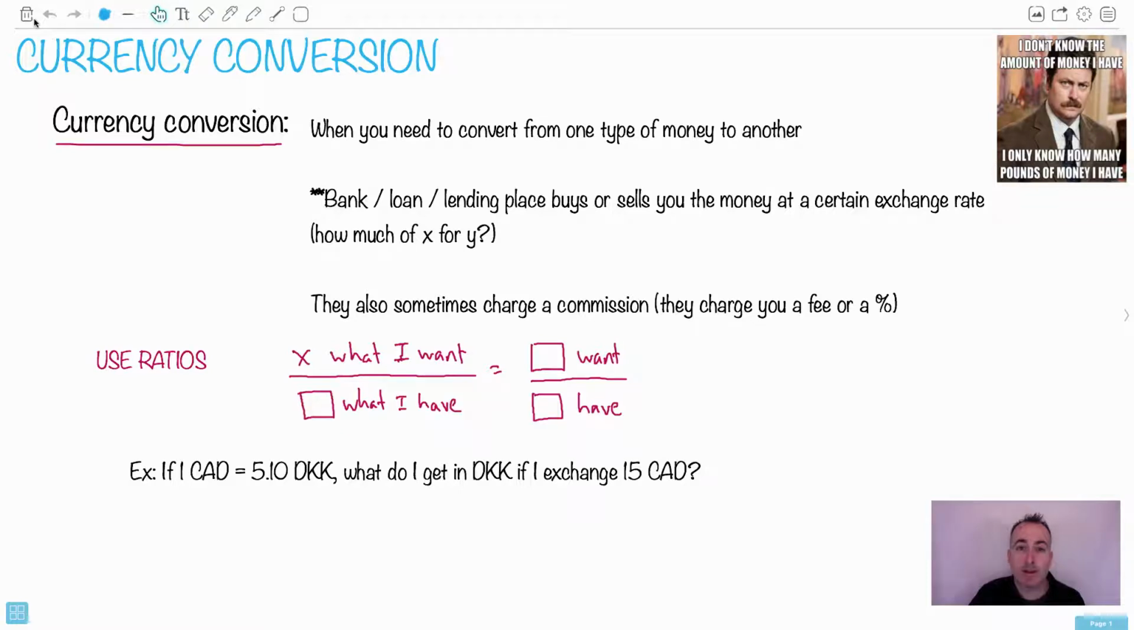Now it's time for currency conversions. I like this joke here. I don't know the amount of money I have, but I know the pounds of money. In other words, how he's rich.